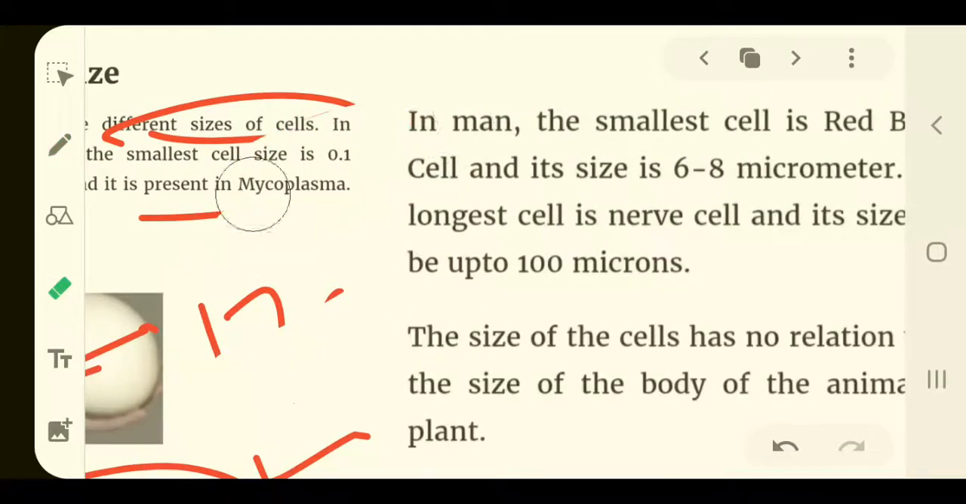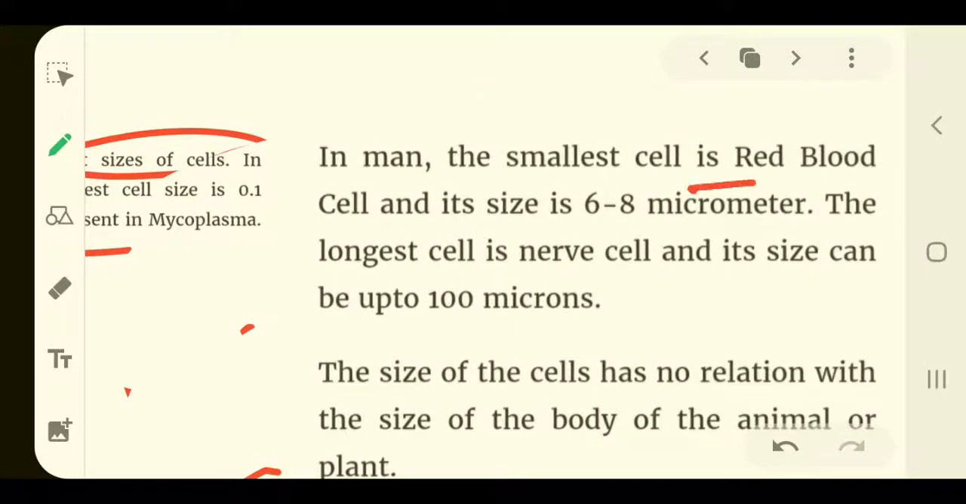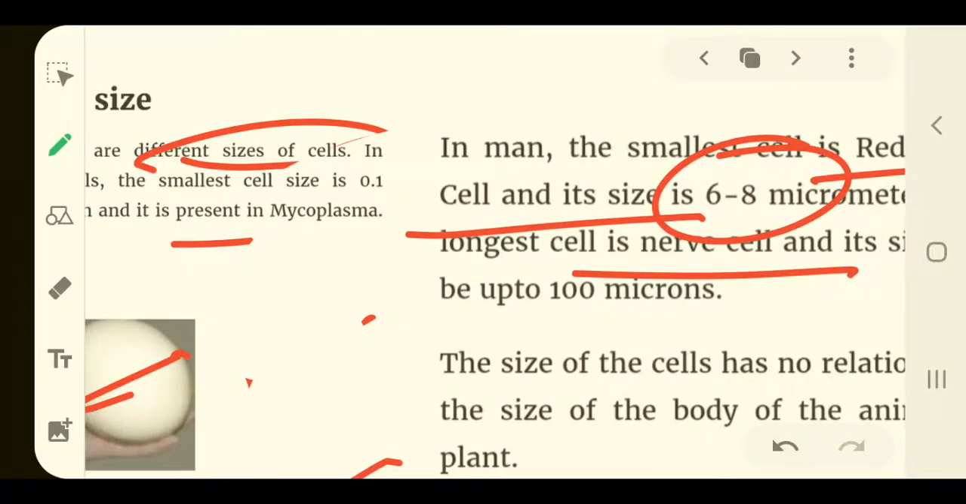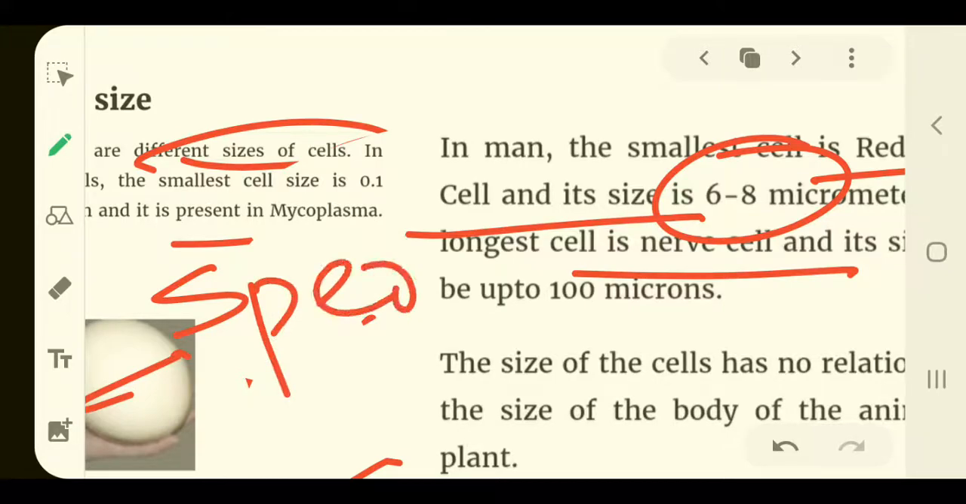And similarly in case of human cells, we say the red blood cells are the smallest in particular, approximately 6 to 8 micrometers. Largest is the nerve cell. But in some books you will find the sperm cell also, which is said to be the smallest cell, but we take sperm cell with respect to its volume, okay? So that is why it is close to 4 or 5 micrometers.